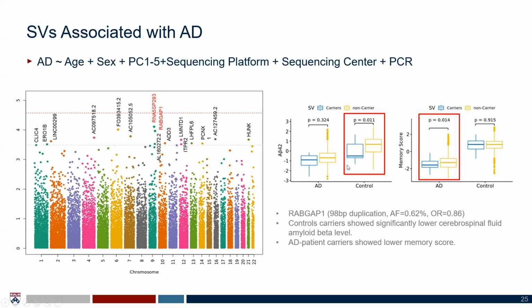Then when I checked the cerebrospinal fluid amyloid beta level, I found that in the control group, if you are a carrier, you will have a much lower amyloid beta level, again because this one is a protective factor. If you are a non-carrier, your level will be higher. And for the memory score, if you are a patient and you are a carrier, your memory score will be lower compared to the non-carrier. That may imply that if you are a carrier, your decline speed will be much faster. I don't know the reason why, but that is just what we see from the data.